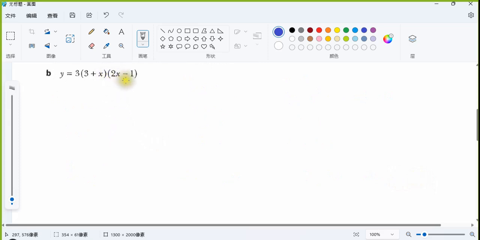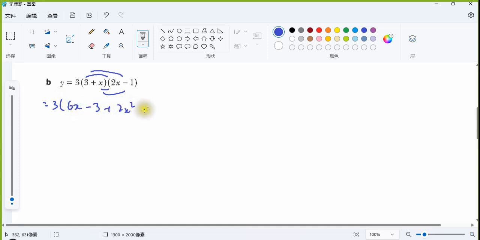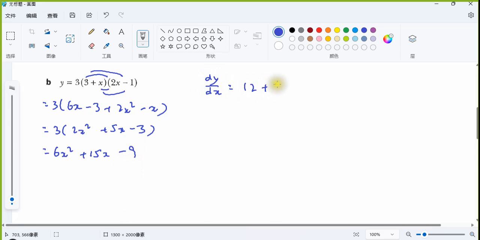So for this one, instead of using the product rule, I will expand it. If I expand this one, this will be 3, 6x minus 3 plus 2x squared minus x. So it's 3 times 2x squared plus 5x minus 3. Then 6x squared plus 15x minus 9. Then we will have dy/dx is 12x plus 15. Then the second derivative is 12.